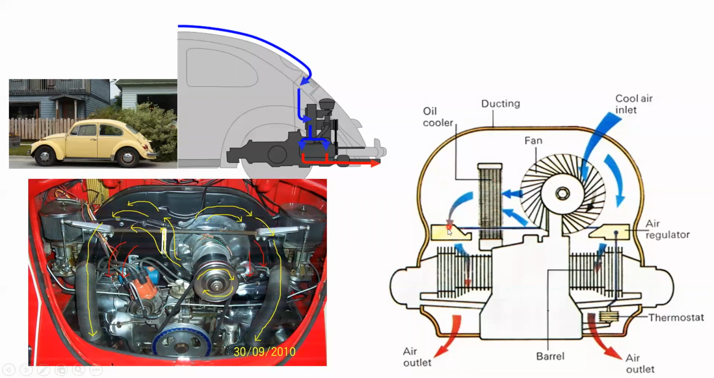Then there are two additional openings over here. You can see there are two ducts around here. These are the two ducts, and their openings are here. This is the valve I was talking about.